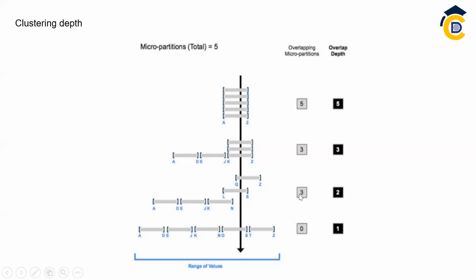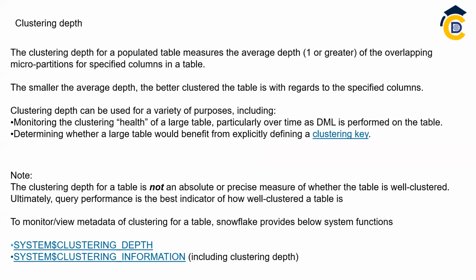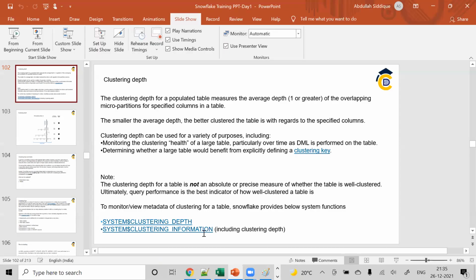Then again, we'll see what are the factors that you should do clustering on. Okay, so these are two functions: SYSTEM$CLUSTERING_DEPTH and SYSTEM$CLUSTERING_INFORMATION, which give you information on the clustering key, the partitions, the clustering depth, etc. So we will look at that also.